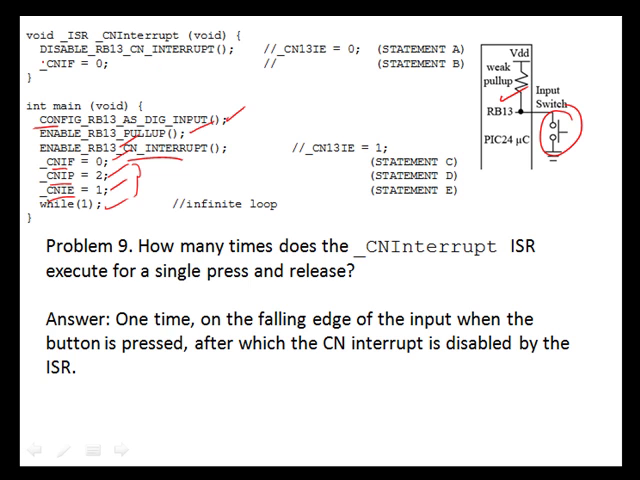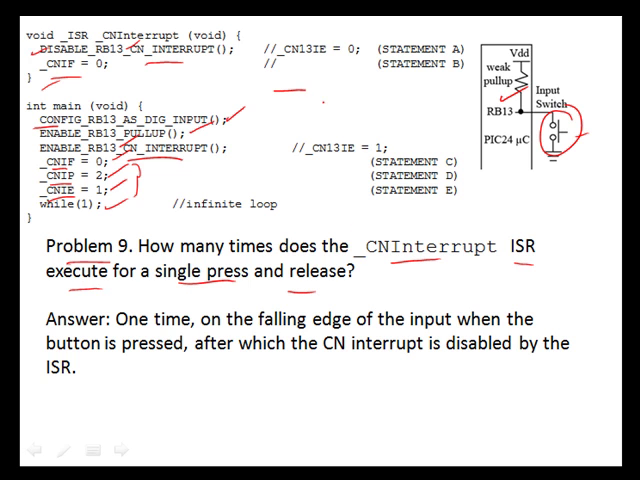What is this ISR going to do? Well, the first thing it's going to do is disable the change notification interrupt on pin RB13, and then it's going to clear the change notification interrupt flag. Then it will exit. So the question for problem number 9 says, how many times did the change notification ISR interrupt execute for a single press and release of the switch?